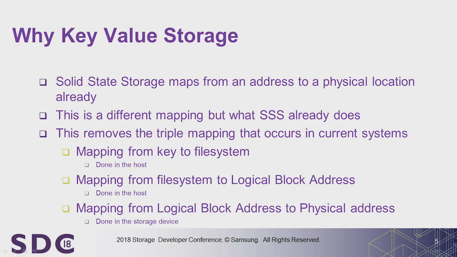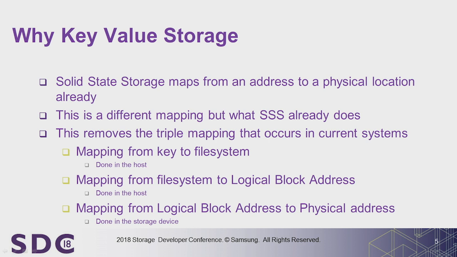So why do we want to do key value storage? Solid state storage currently maps from an address to a physical location. That's how it works. Unlike in the early days of disk drives, where there was a fairly fixed mapping from logical blocks to physical blocks, when we moved to solid-state storage, you had to have a mapping table. Key-value storage is a different mapping than what you currently do for storing logical blocks, but it's what solid-state storage already does. We already do a mapping.